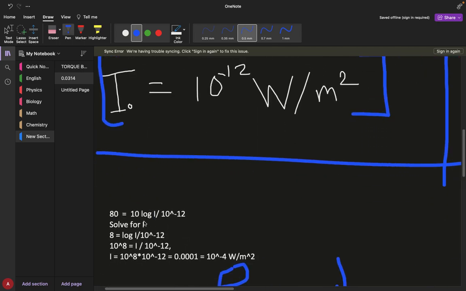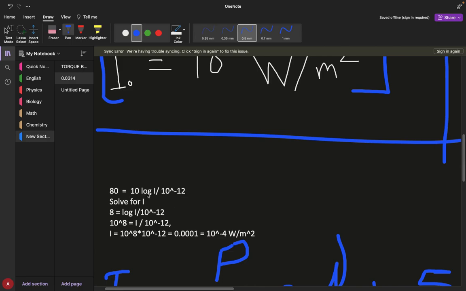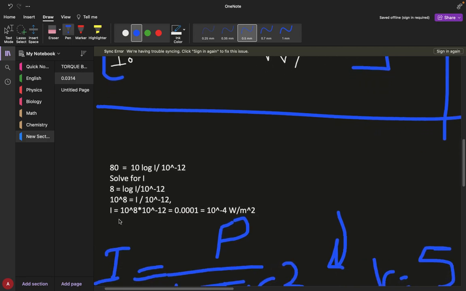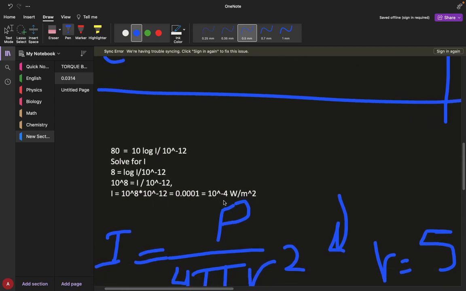So we solve for I. 80 equals 10 log of I divided by 10 to the power of negative 12. Divide both sides by 10: 8 equals log of I over 10 to the power of negative 12. Raise both sides to the power with base 10, because to remove the log, we need a 10. So 10 to the power of 8 equals I divided by 10 to the power of negative 12. Solve for I, multiply these two, and you get 10 to the power of negative 4.